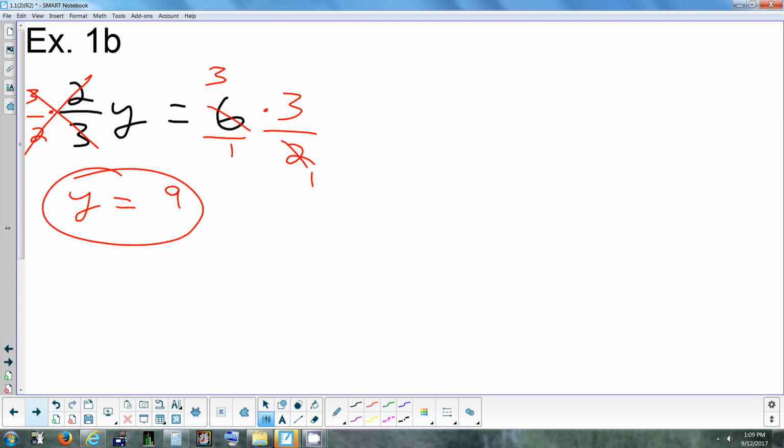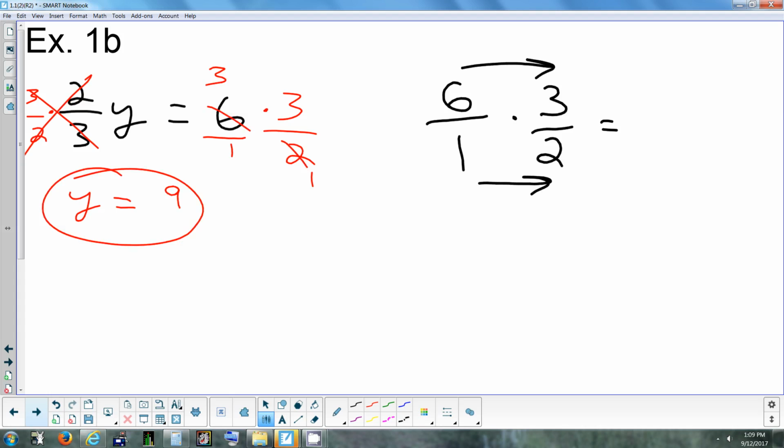Guys, for this part right here, when Mr. Hager simplified, let's just take a look at it over here. Is there another way, if I didn't know that 2 goes into 6, like I have a hard time seeing that? Is there another way I can do it? Joe? You just go across. Yeah, I can multiply this straight across. All right, so what do I get? You get 18 over 2.